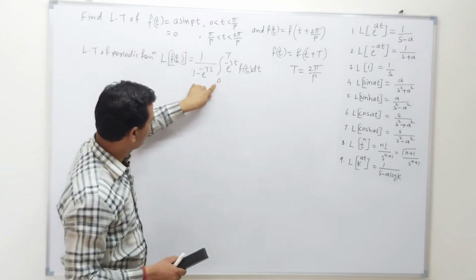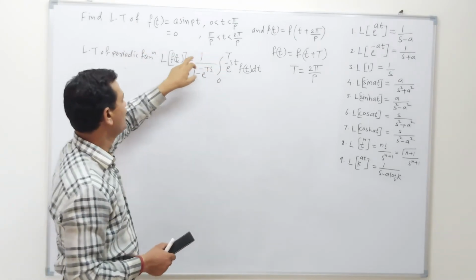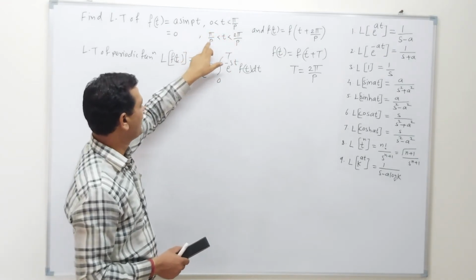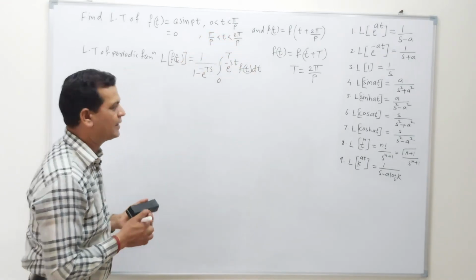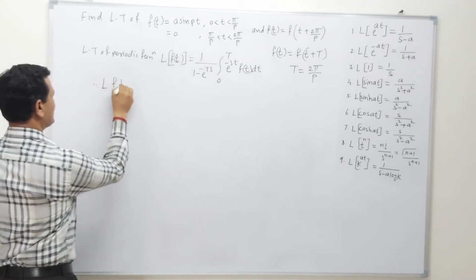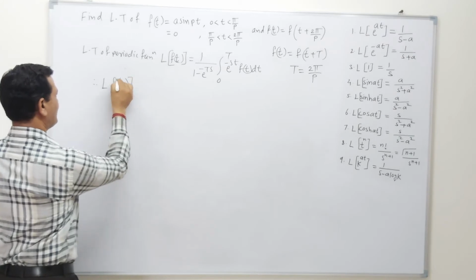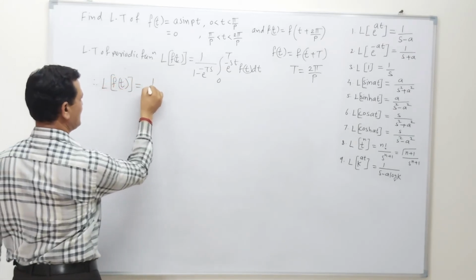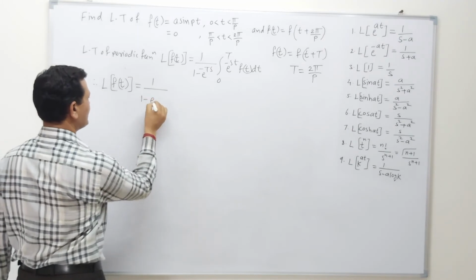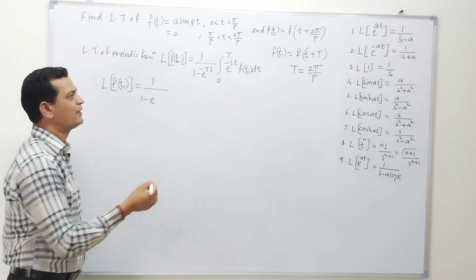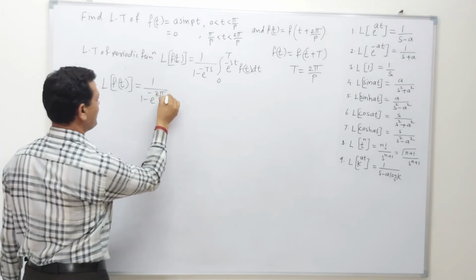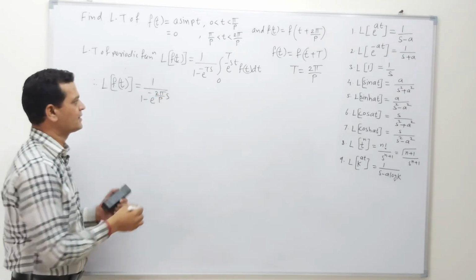So let's split the integration 0 to 2π/p into two parts. First part is 0 to π/p and second part is π/p to 2π/p. So now we can write, according to this definition, the Laplace transformation of f(t) is equal to 1 upon 1 minus e raised to minus 2π upon p into s.